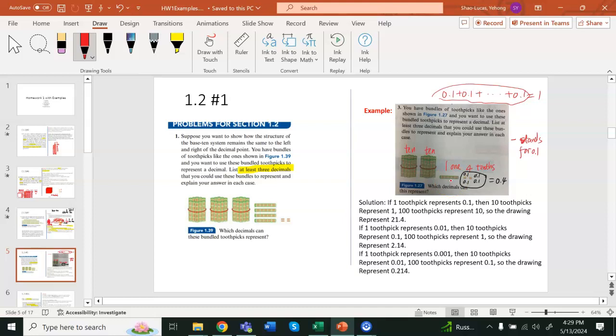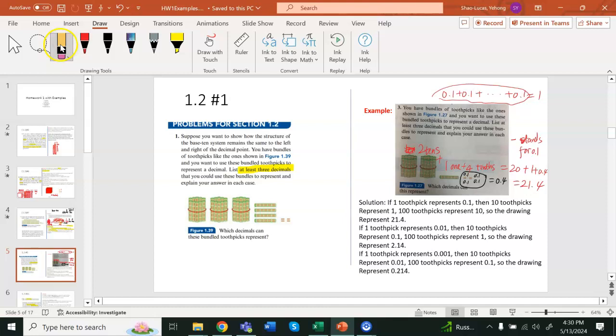So 2 tens is 20, plus 1 one, plus 4 tenths. That gives us 2 tens plus 1 plus 0.4, which is 4 tenths, together 21.4. So in my explanation here, if 1 toothpick represents 0.1, 10 of them will represent 1, and 100 of them will represent 10. So the drawing will represent 21.4.